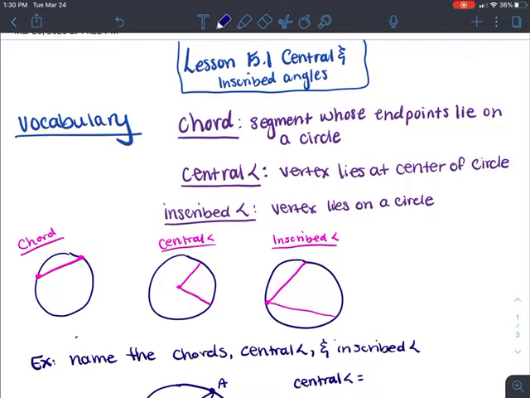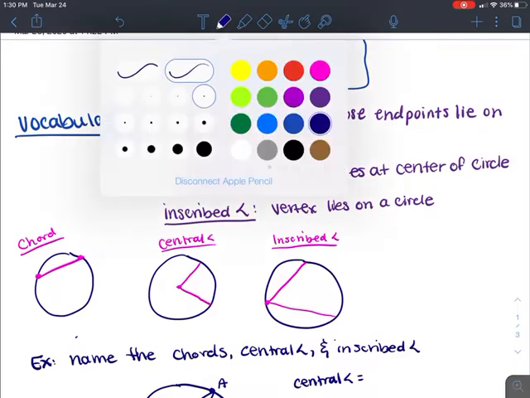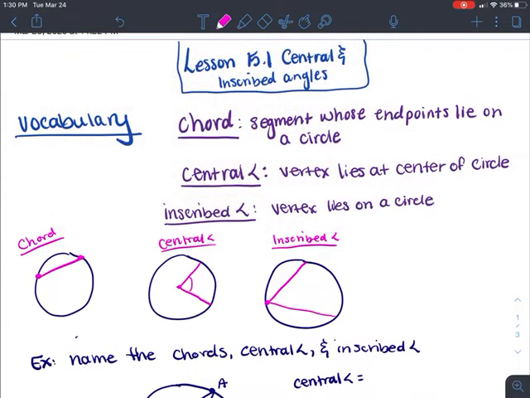A central angle is an angle that has the vertex that lies at the center of a circle, okay? So here, this is the central angle. You see that the vertex is right in the center of the circle. An inscribed angle is where the vertex lies on the lines of the circle. So here is the inscribed angle, and here's its vertex, which you can see is clearly on the lines of the circle. All right, so that's what those three things mean.